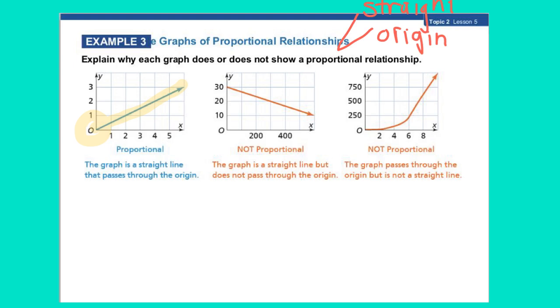Number 2, well, it's straight, but whoops, it missed the origin, so that is not proportional. And for number 3, it goes through the origin, but it's not straight, so it is not proportional. The only one that works is right here. The other 2 are not correct.